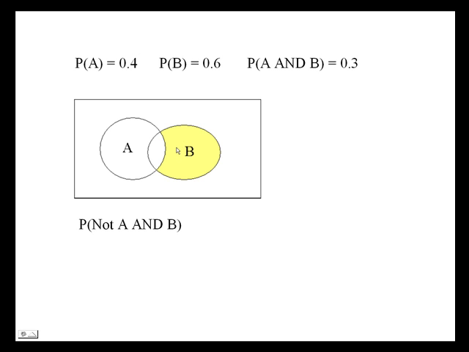I only got one more region to go. Is this region here not A? Yes, it is. What about B? No. So this is the only region that gets shaded. Now, how do I calculate the actual probability of not A and B? Again, take a second to see if you can figure out what to add or subtract here. Hopefully, you did this. Take the 0.6, which is the probability of B, and subtract the overlap, which is the 0.3.